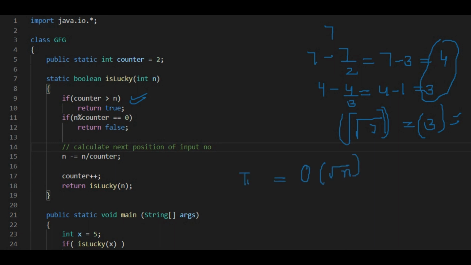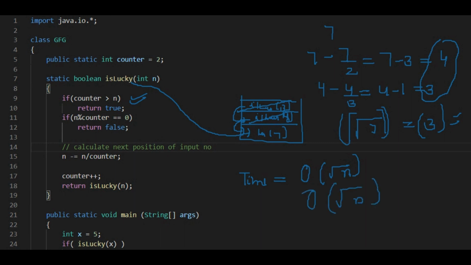And space complexity, as you can see, every time the stack will be filled, first it will be is lucky 7, this is the function name, then is lucky 3, is lucky 4, then is lucky 3. And then we will return from here, then we will return from here. So it is also equal to big O of root n. That means the maximum space it can take in a stack is equal to big O of root n. Okay, I think you got this question. Thank you.